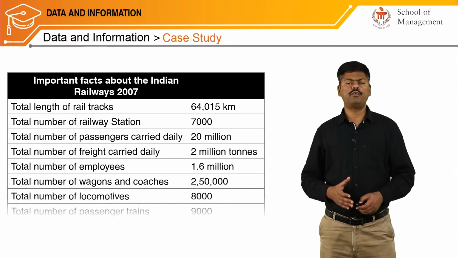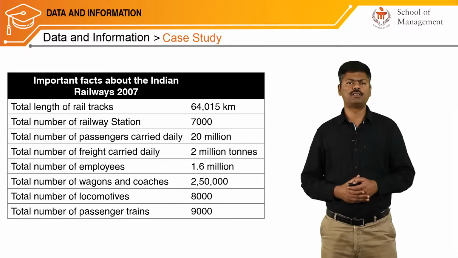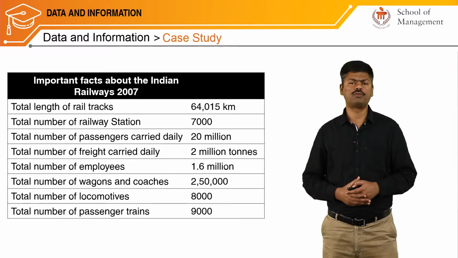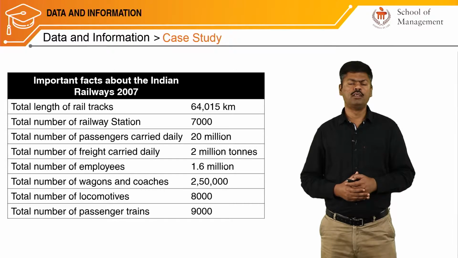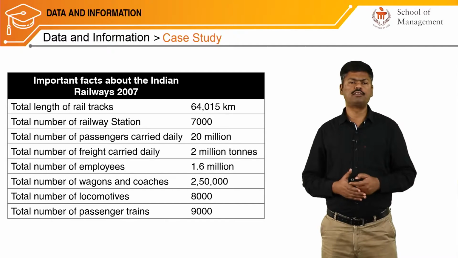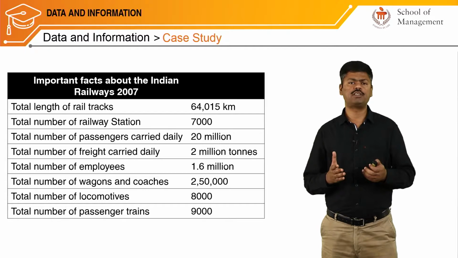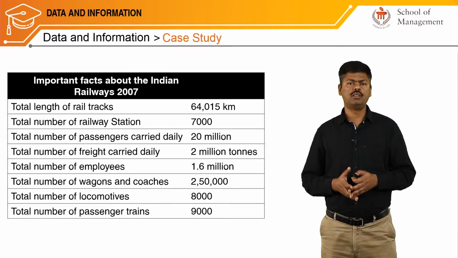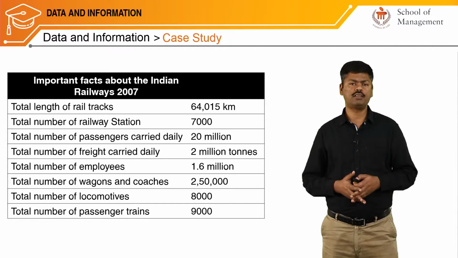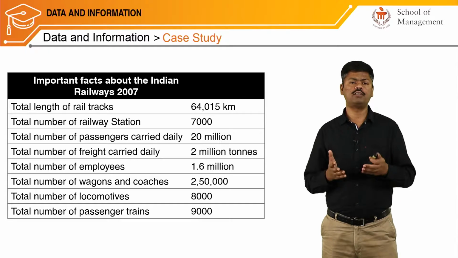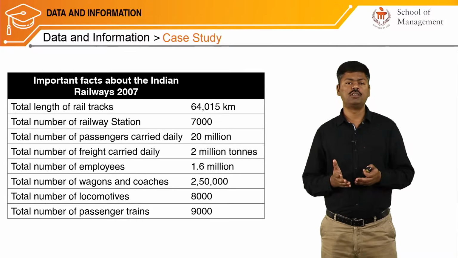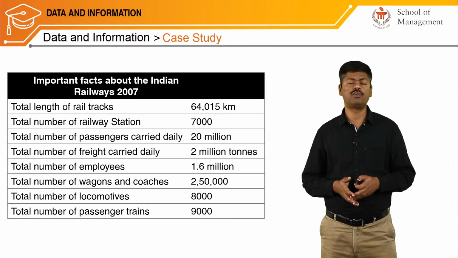Now let us look at the very important statistics of Indian Railways, as per the data provided in 2007. Total length of the rail tracks is 64,015 kilometers. Number of railway stations is a staggering 7,000. Total number of passengers that travel on Indian Railways is 20 million. Total freight carried daily is 2 million tons. Total number of employees is 1.6 million. Total number of wagons and coaches is 250,000. Total number of locomotives is 8,000 and total number of passenger trains is 9,000.